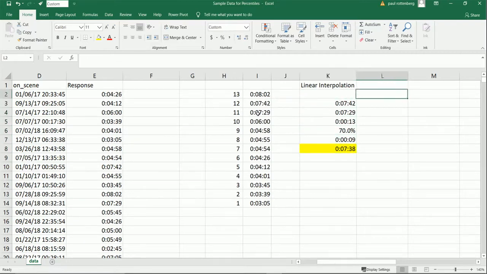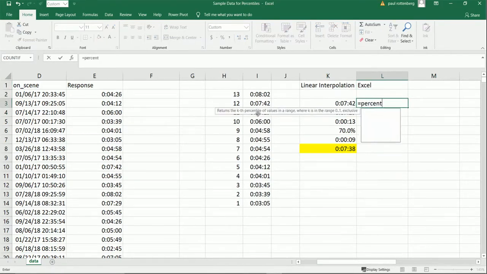So let's use Excel and see what Excel says. I'm going to go equal sign, percentile, and notice that Excel offers me 3 different formulas: percentile.exc, percentile.inc, and percentile. They're actually only 2 different formulas. There's INC and the one with no suffix, just percentile. Those are the same. And then percentile.exc is different.